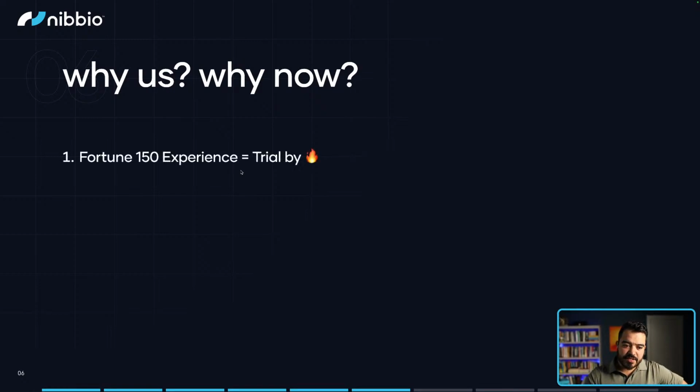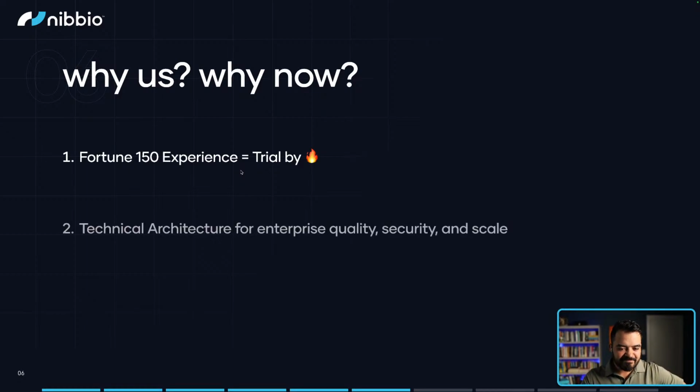And this is because of three things. Like I mentioned, number one, we have 5 years of Fortune 150 experience, which has been, to put it simply, a trial by fire. Number two, this trial by fire allowed us to build a technical architecture that has enterprise quality, security, and scale. And that's a big differentiator for us. And number three, the AI moment. Everybody talks about AI, but why is Nibbio well positioned for AI right now? I think that's important for me to say.